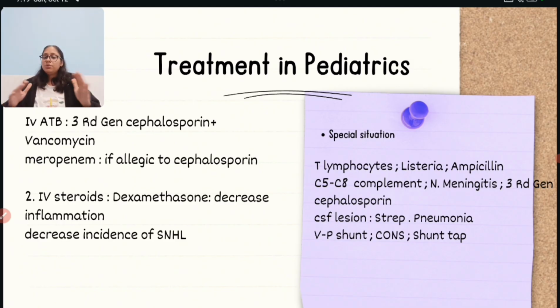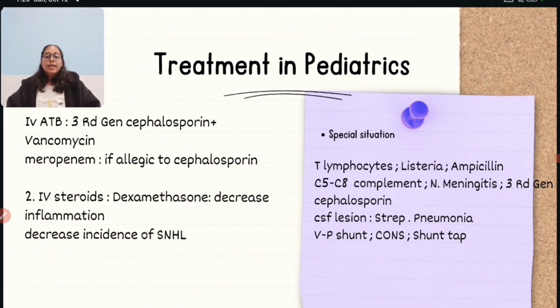Usually the question they ask you will be like, what is the empirical treatment or generalized treatment? Then you give cephalosporin as an answer. Third generation cephalosporin, ceftriaxone. The second thing is IV steroids, that is dexamethasone. This is to decrease the inflammation and also the incidence of sensorineural hearing loss. As I told you, in neonates and pediatrics, a child will have meningitis, and if it's not treated properly, it may travel to the inner ear and damage it, because the brain meninges are connected to the inner ear, and hence it can cause sensorineural hearing loss later in future.